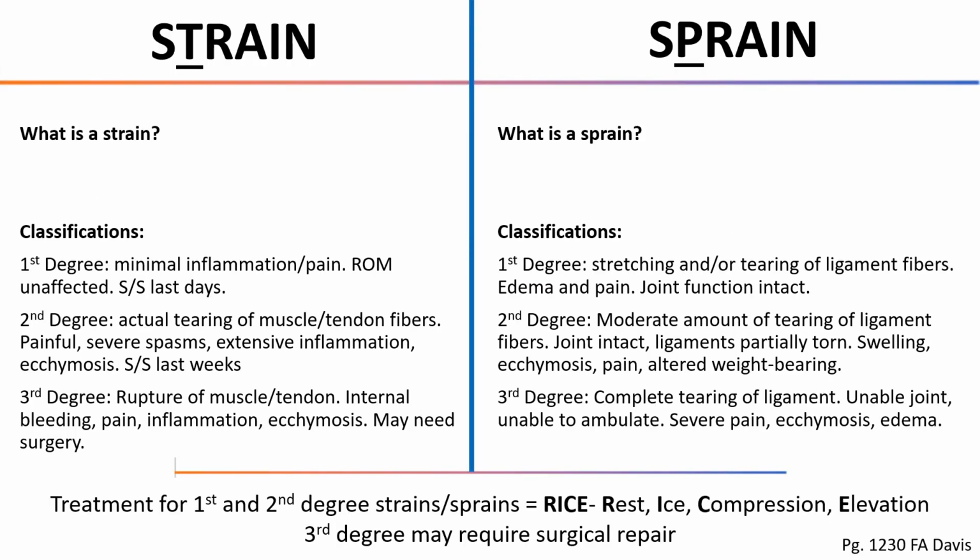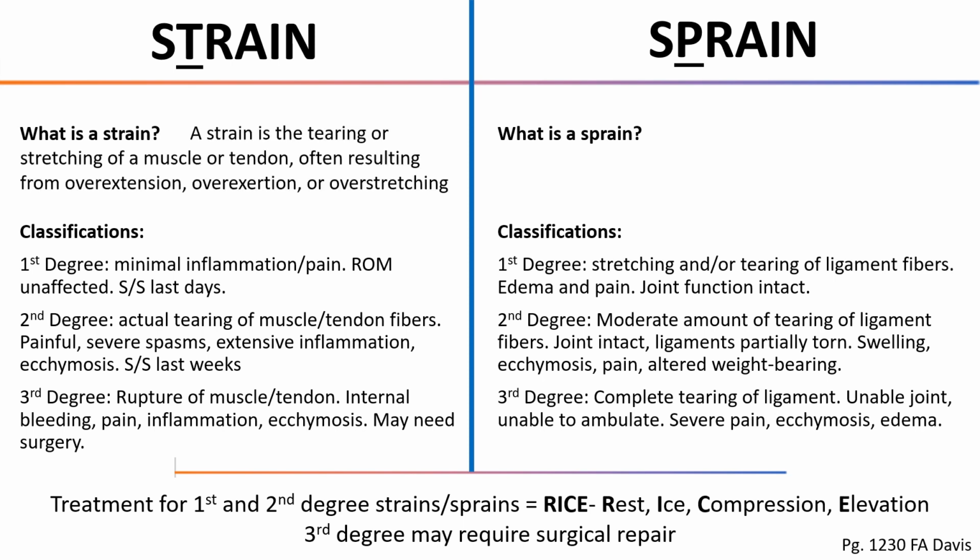Strain versus sprain. So what is a strain? A strain is an injury to muscles or tendon tissue. Tendons connect muscle to bones. A strain is a tearing or stretching of a muscle or tendon, often resulting from overextension, overexertion, or overstretching. Strains can be categorized according to their severity.